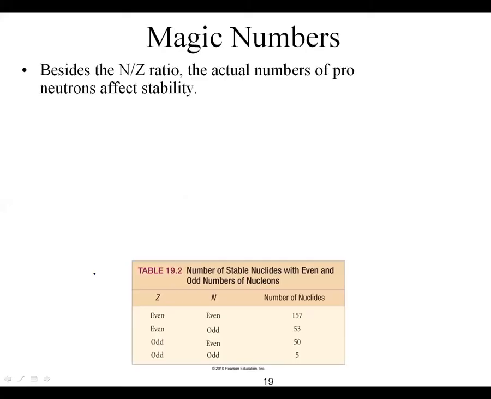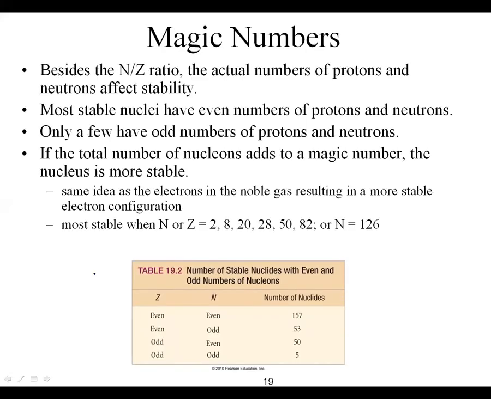So that's one common way to look at stability. There's also a couple other things that sometimes people will look at in terms of stability. Let's take a look at some other factors that are sometimes considered in terms of whether or not a nucleus is stable. Obviously, the N to Z ratio that we just saw, the actual numbers of protons and neutrons, affects the stability. But just in general, sometimes people will just look at whether or not you have even or odd numbers of protons and neutrons.